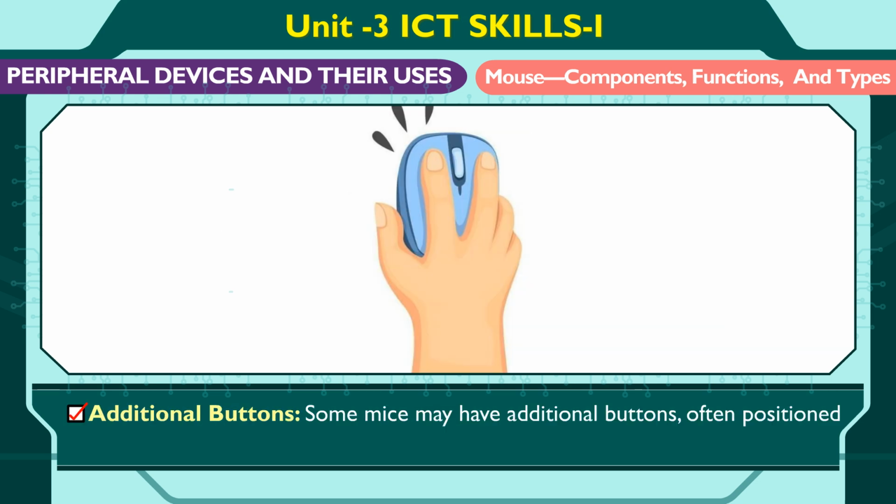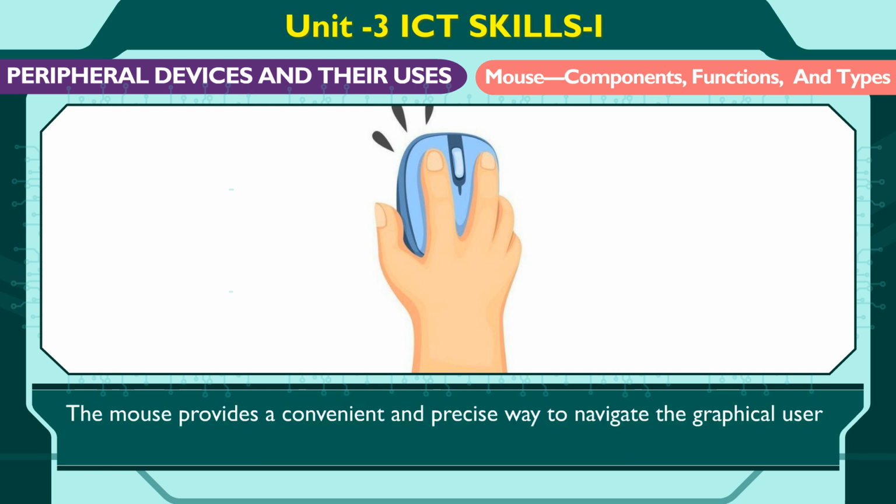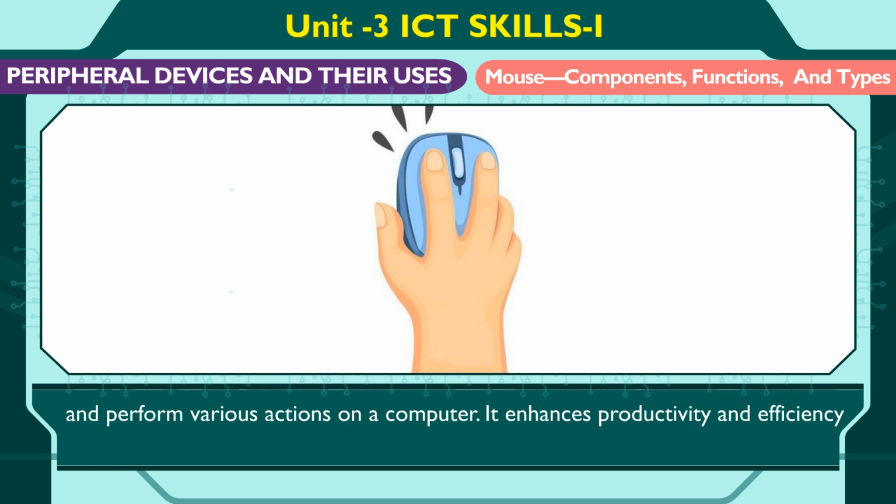Additional buttons. Some mice may have additional buttons, often positioned on the side or top of the mouse. These buttons can be programmed for specific functions or customized for shortcuts in certain applications or games. The mouse provides a convenient and precise way to navigate the graphical user interface, select objects, drag and drop files, and perform various actions on a computer.